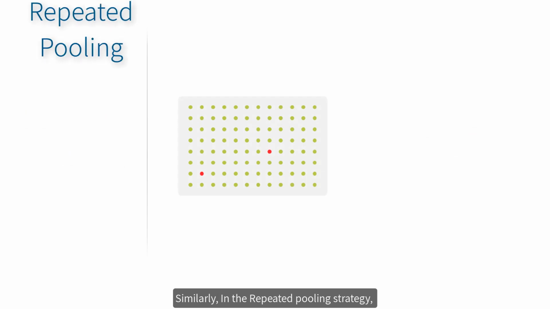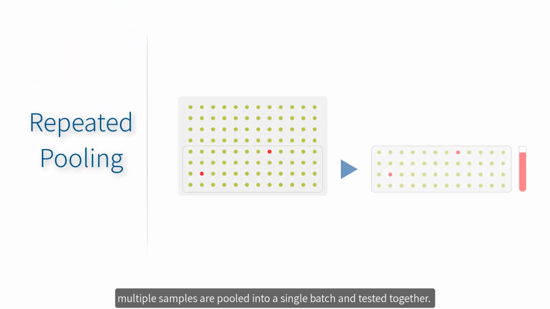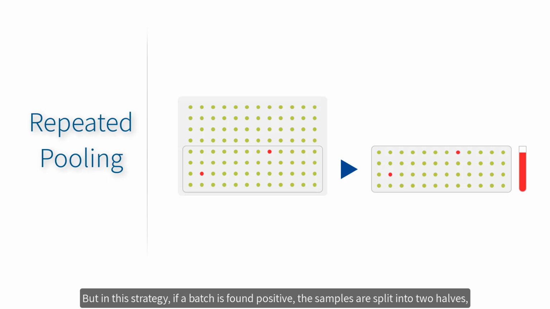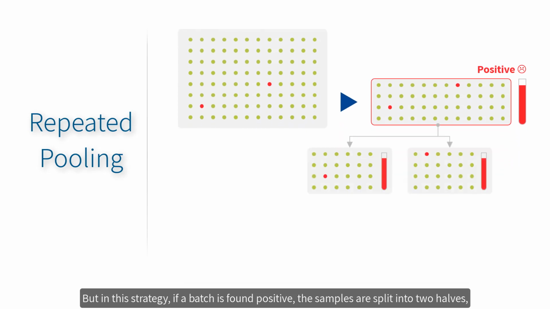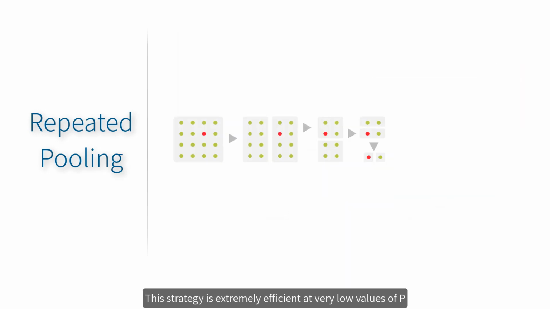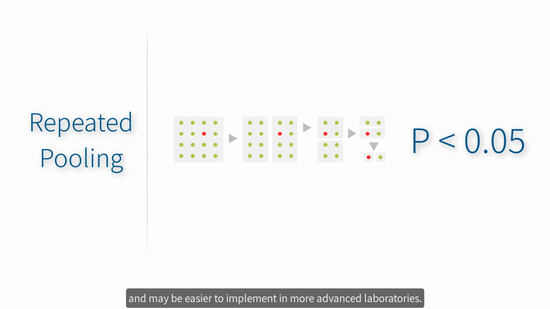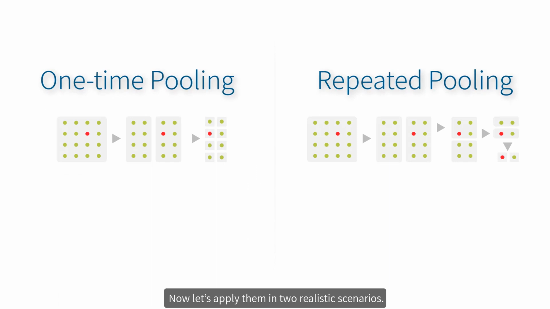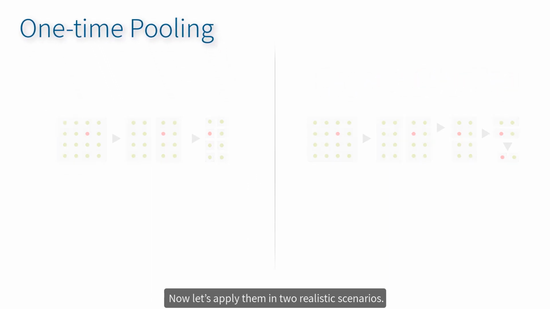Similarly, in the repeated pooling strategy, multiple samples are pooled into a single batch and tested together. But in this strategy, if a batch is found positive, the samples are split into two halves, re-pooled, and tested again repeatedly. This strategy is extremely efficient at very low values of P and may be easier to implement in more advanced laboratories. Now, let's apply them in two realistic scenarios.